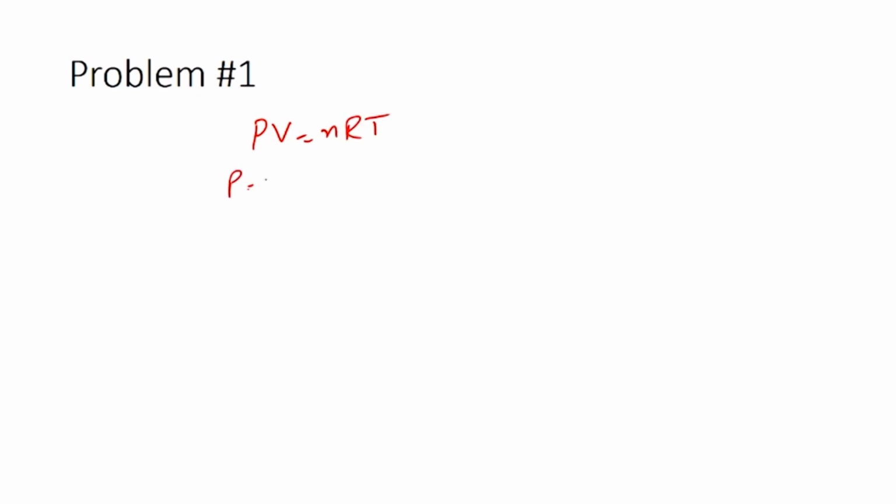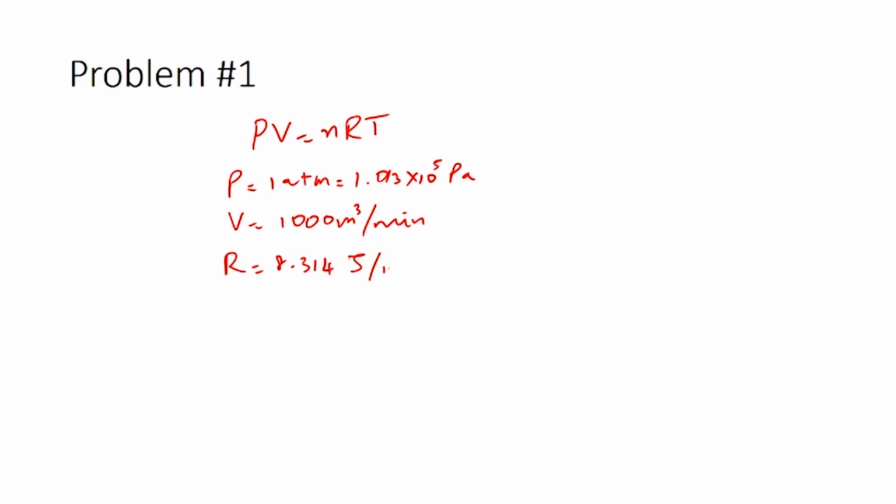So, here P is 1 atmosphere which is equal to 1.013 times 10 power 5 pascals, and volume is 1000 meter cube per minute, and R would be 8.314 joules per mole Kelvin, and temperature is 303 Kelvin or 30 degrees Celsius. So, this is the condition of air which is entering into the solar heater. We can calculate N. Here it will be N dot because it is molar flow rate.